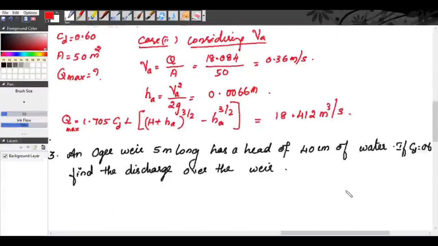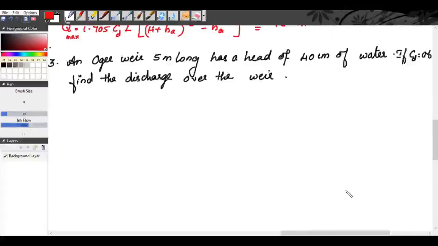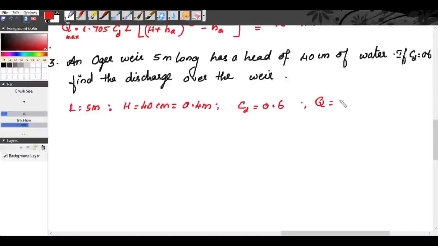We will move on to the third problem. Simple problem, an ogee weir 5 meter long. So length is 5 meter, has a head of 40 centimeter. So head is 40 centimeter, that is 0.4 meter. CD, coefficient of discharge, is given as 0.6. We require to find what is the discharge Q.